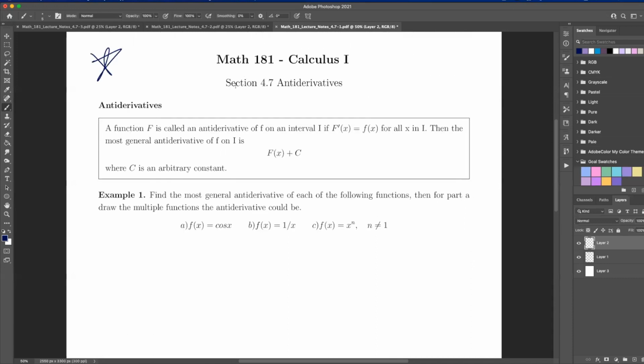All right, so let's start. This is the last section of chapter 4. We're talking about antiderivatives.